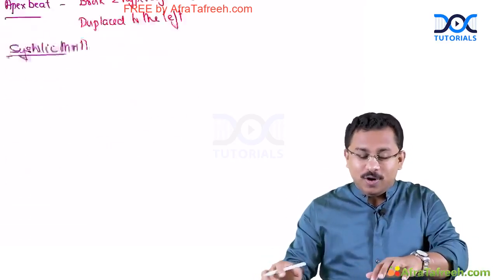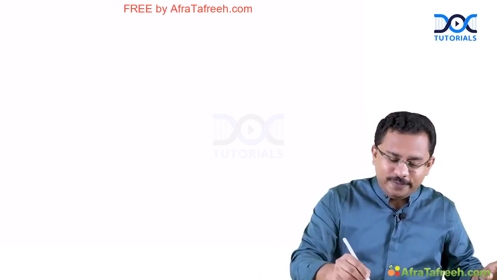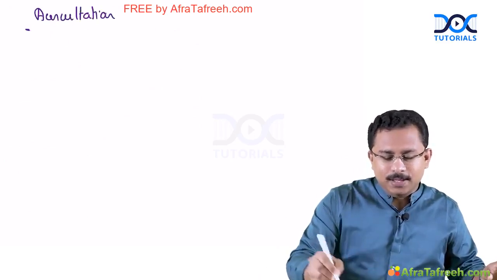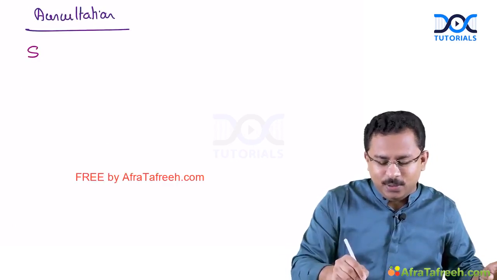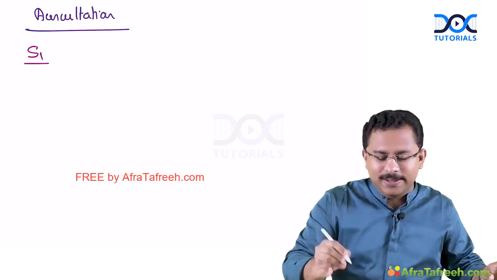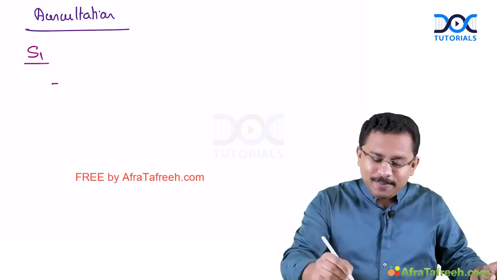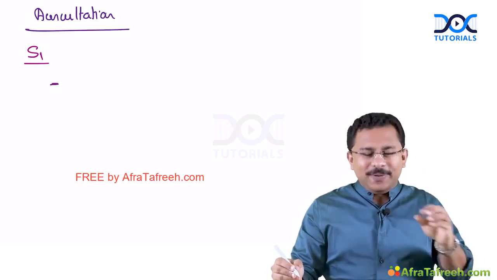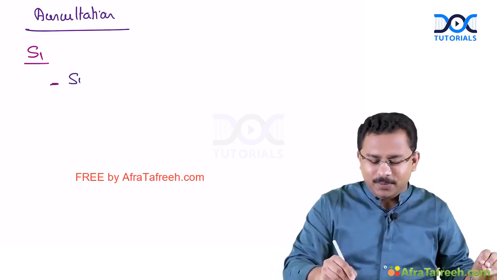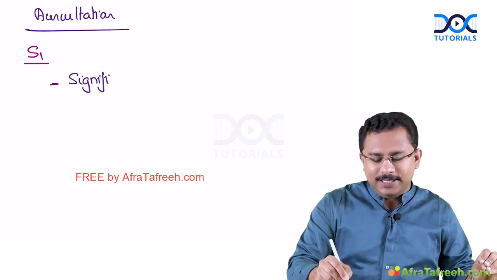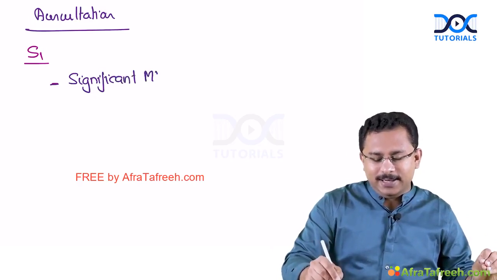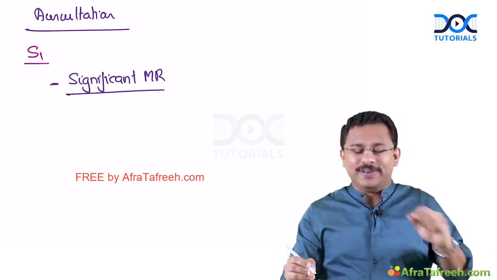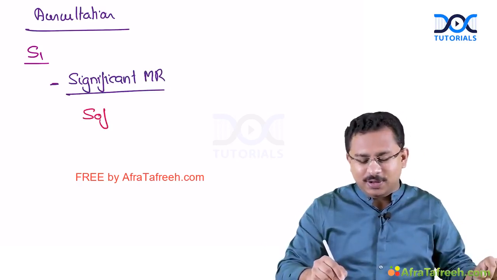Let's move on to the auscultation findings. Again, hot favorite for the exams, but very simple also. Auscultation, we'll go systematically. First, let's discuss the S1 in case of mitral regurgitation. If the patient is having a significant mitral regurgitation, in such a case you are going to have a soft S1.